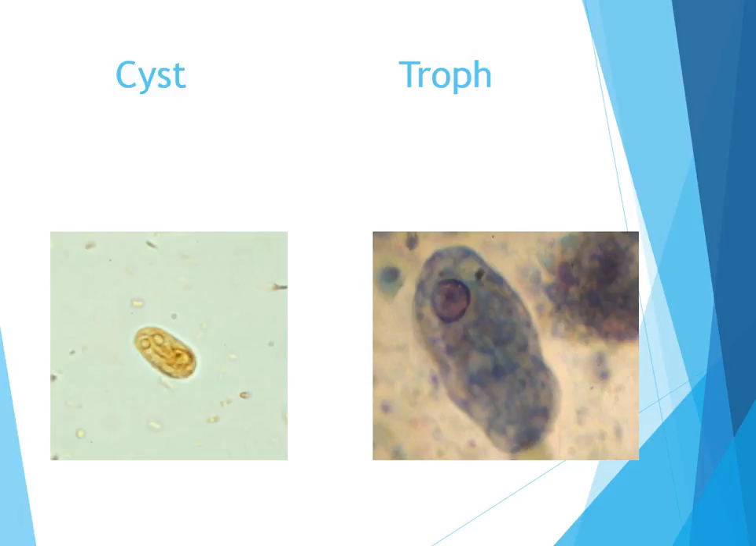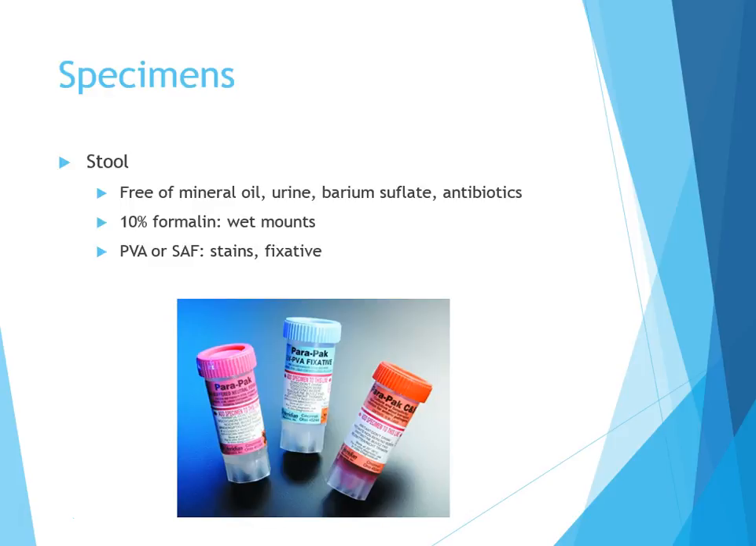Cysts are usually found in formed stool, and it indicates an inactive or a carrier state. The troph is usually found in watery stool, and this is the active feeding form of the parasite, and it's associated with an active infection. Now, even though you can see the cyst in formed and the trophs in watery stools, it's possible to see them in any type of stool. It just depends on the patient condition.